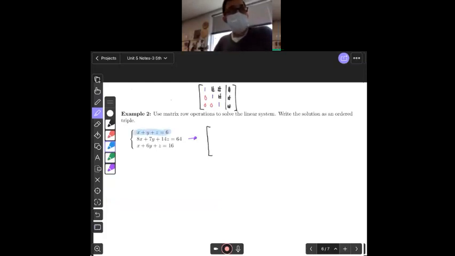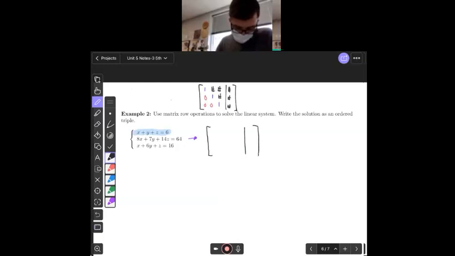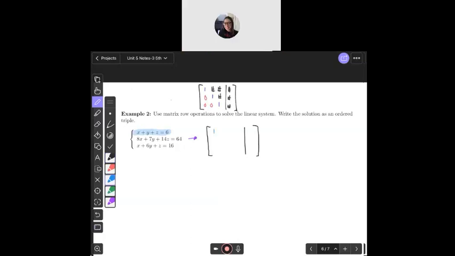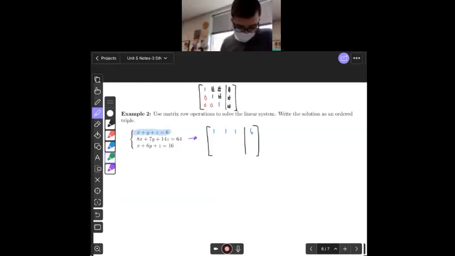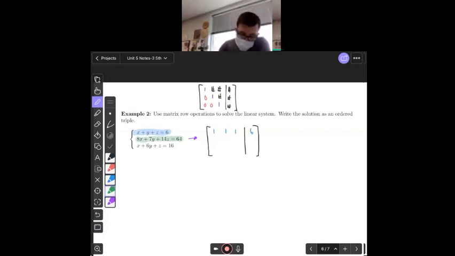Victoria, what should our first row of our matrix be? It should be 1, 1, 1, 6. Yep, good. Wes, what about the second row? Grant, what about the third row?